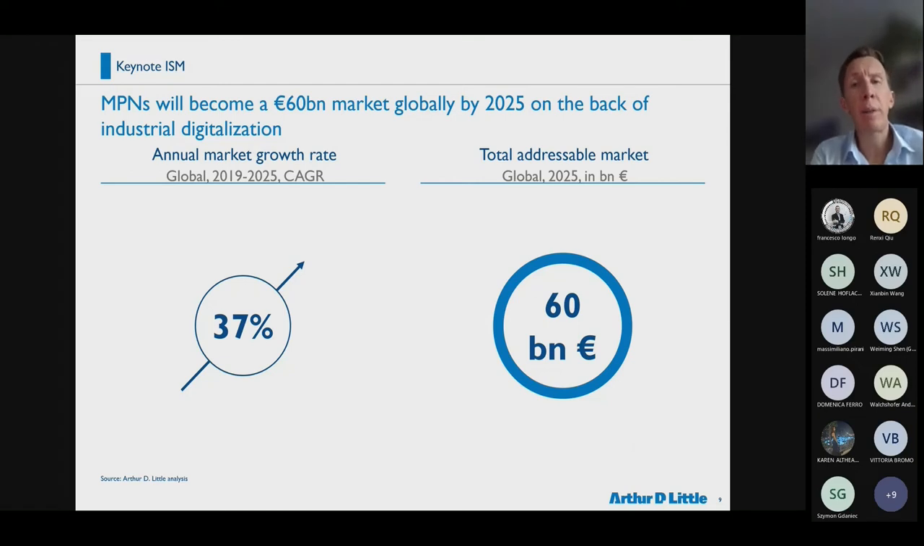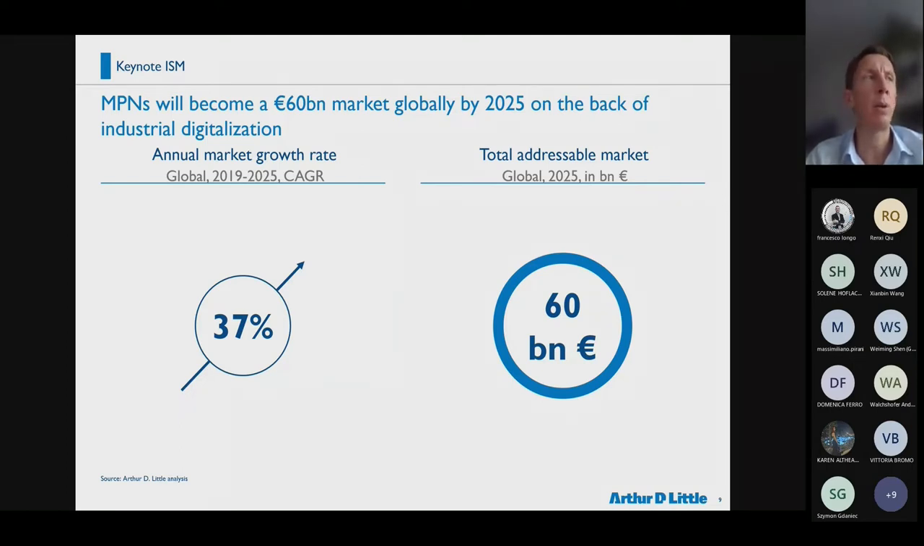How do we see the market? I think interestingly enough, today we would estimate the MPN market globally at around 3 billion, and a fair share of that is still related to POCs, to pilots, and to, I would say, starting commercial applications around the globe. However, with what we see and how we see the market developing, we're certain that there will be a 50 plus billion opportunity globally by 2025.